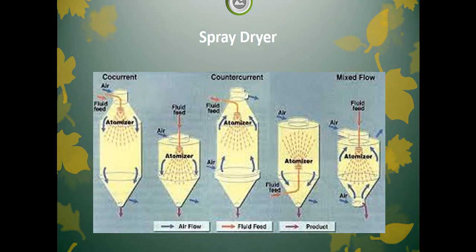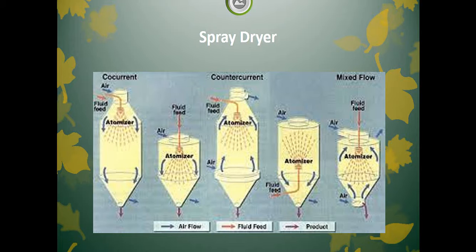Now we can also have the spray dryer. Our feed here is introduced into our drying equipment in the form of air. The process of drying can be co-current, counter-current, or mixed flow. In co-current, the fluid that is to be reduced in terms of its moisture content is atomized together with the air as it is being introduced into your dryer.